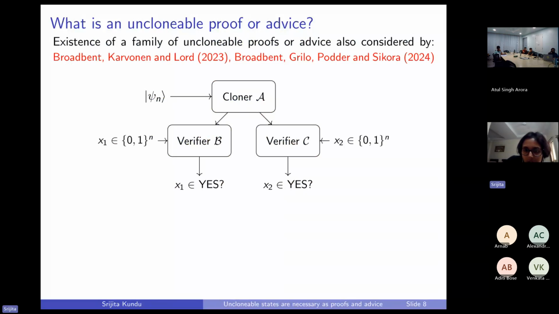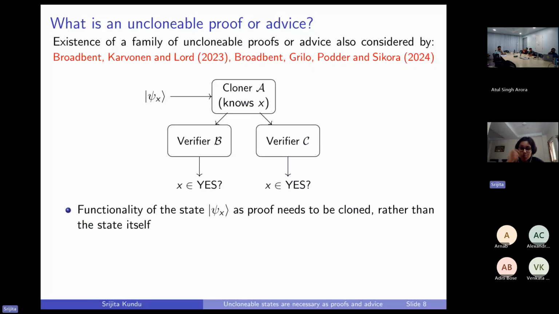The setup for advice is similar, except you have some state psi_n that depends on an input length n, and it's given to a cloner. The cloner doesn't know an input because the advice is not specific to an input, and the cloner distributes it between two verifiers. Now the verifiers potentially get different inputs, both of the same length, x1 and x2 in {0,1}^n, and they want to determine for their respective inputs if they are yes instances or not.